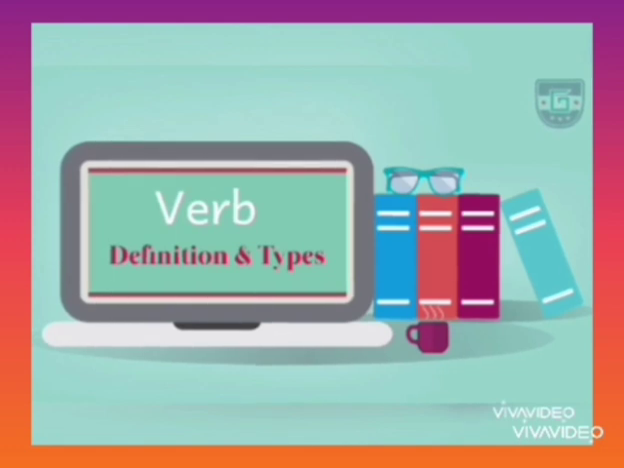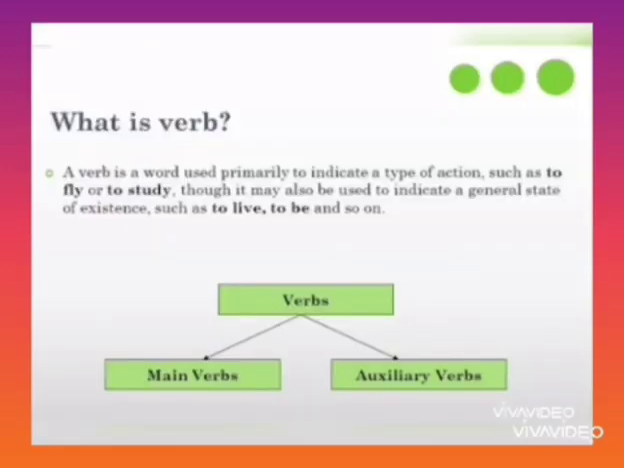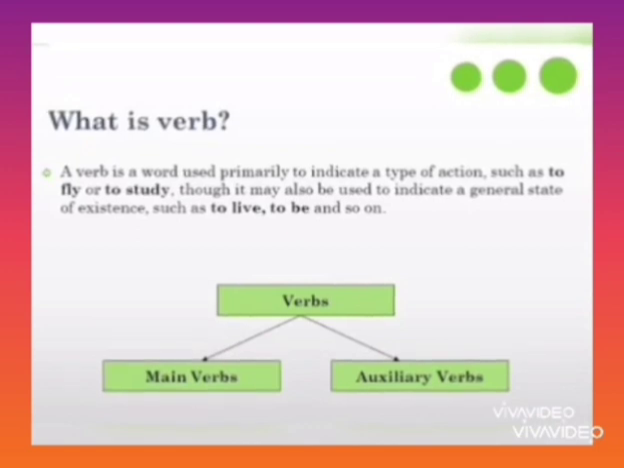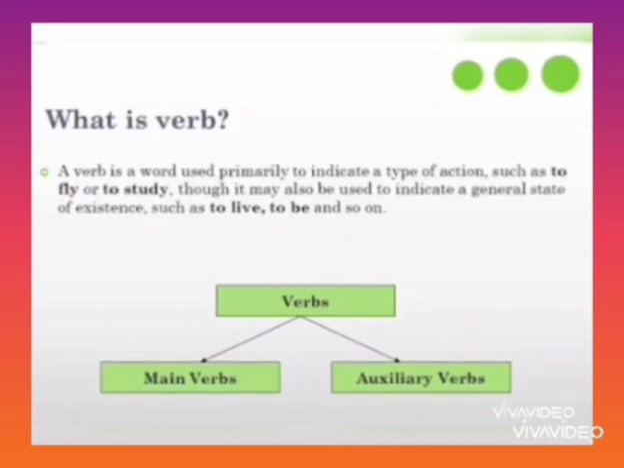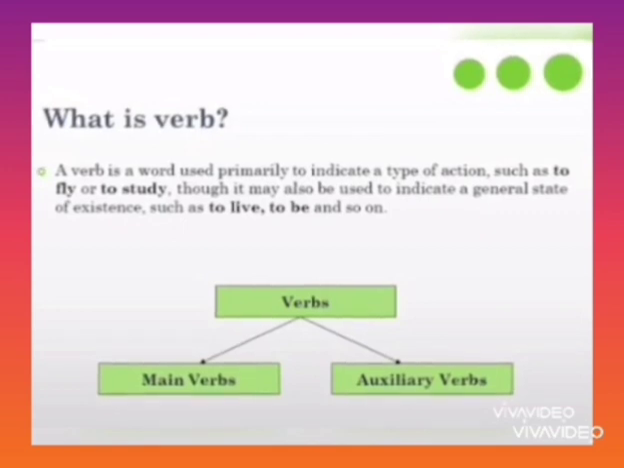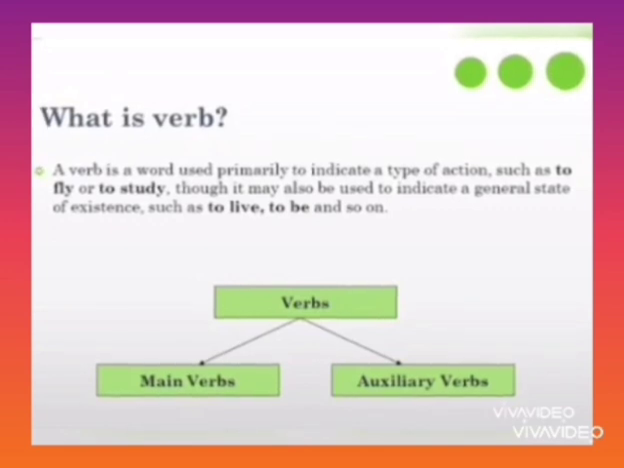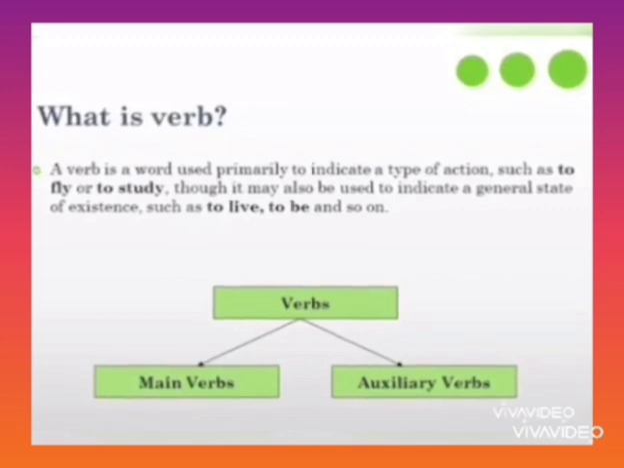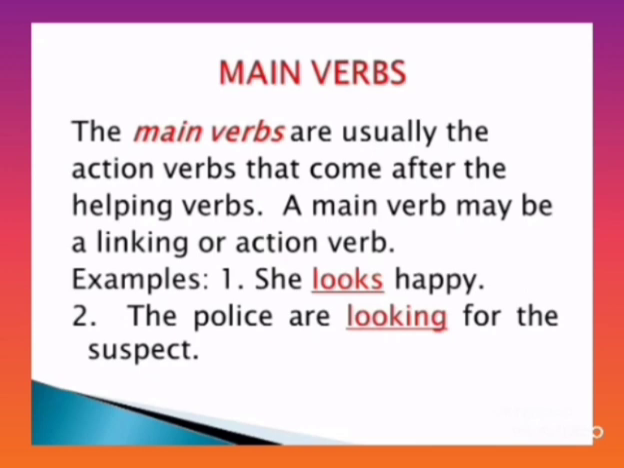Now the types of verbs. Yes, there are several types of verbs, but for your class, now you have to learn the helping verbs and the main verbs very carefully. So the definition of the word verb: a verb is a word used primarily to indicate a type of action such as to fly or to study, though it may also be used to indicate a general state of existence such as to live, to be, and so on. Yes, I have already said that a verb is a word used primarily to indicate any type of action.